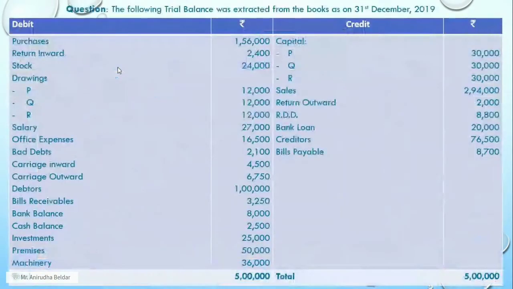Now we'll see a practical problem based on retirement. Debit and credit balances are given, that is, the trial balance is given over here. We will transfer these items into our final accounts, that is trading, profit and loss, appropriation, partners' capital and balance sheet.